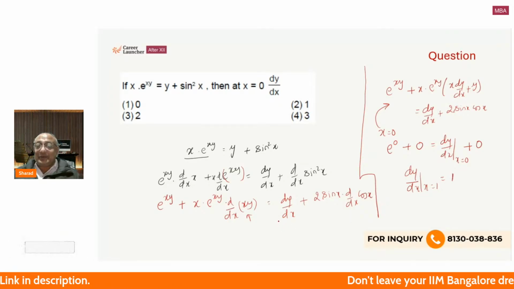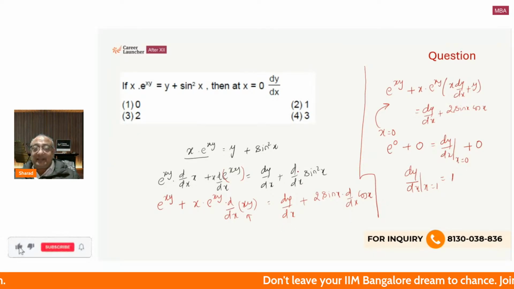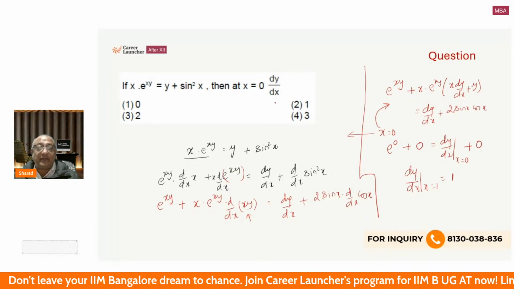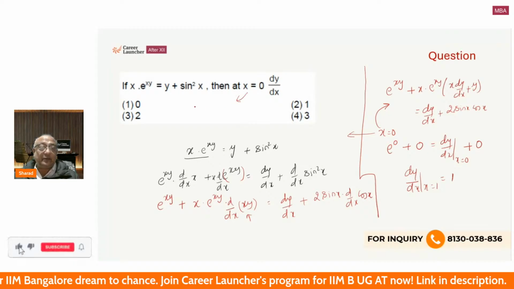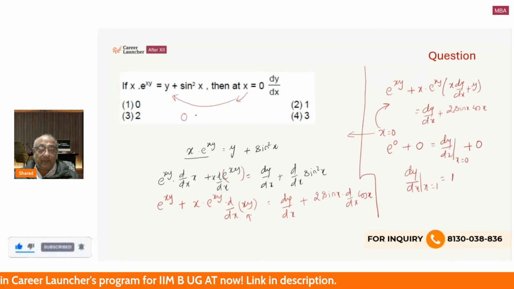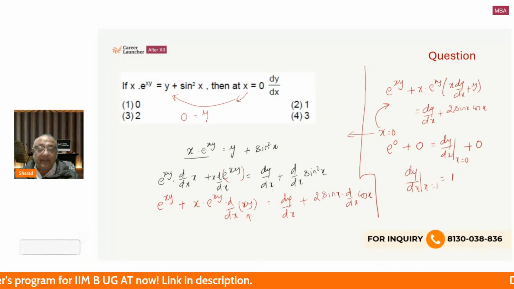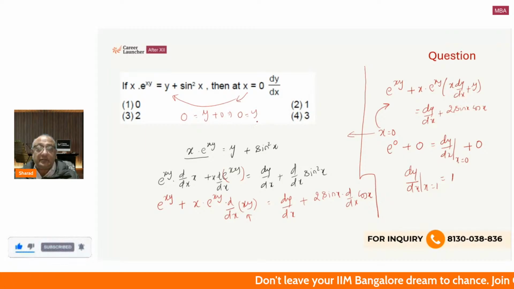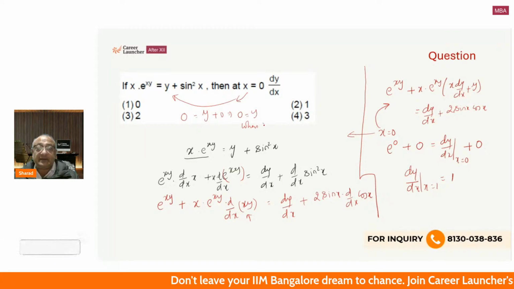Wow, it is so simple. Nothing more I have to do. In some questions, you may also be asked to find the value of y. So at x equal to 0, what will be the value of y? Put it over here, you'll get y equal to 0. So from here you will get y is equal to 0 when x is equal to 0.